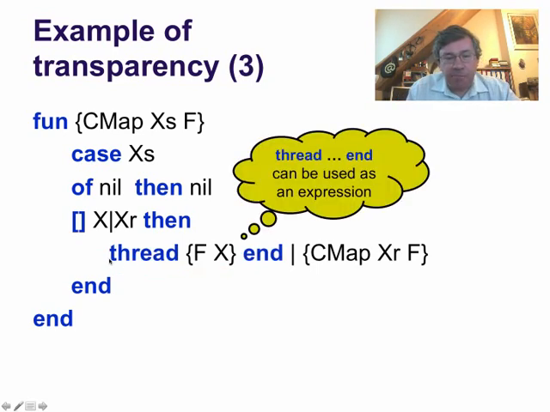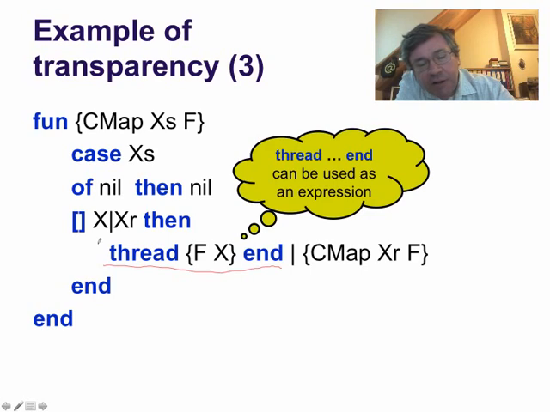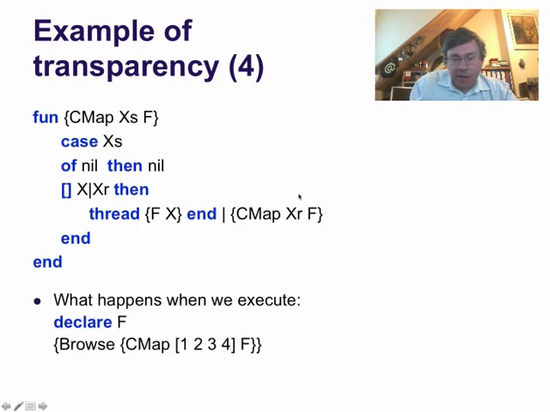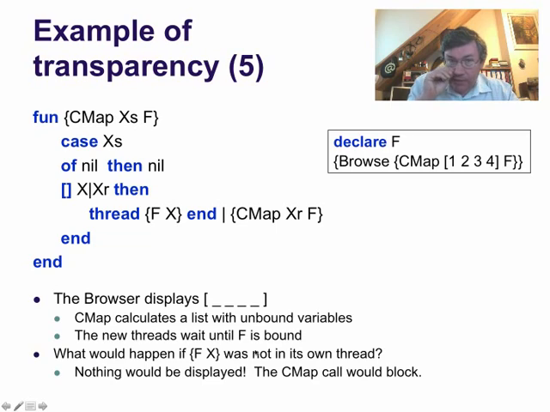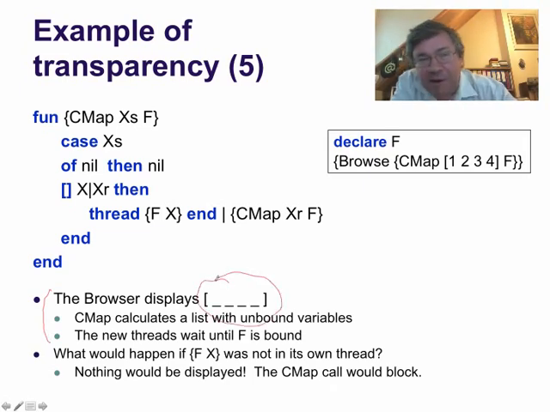So what's the effect of this? First of all, notice this is very easy to write because the thread end can be used as an expression. F of x is an expression. We can really put it anywhere we want. Now, let's execute this program. Let's call CMap with the arguments list 1, 2, 3, 4, and a function f which we don't know yet. What's going to happen when we execute this? Well, we will execute something, even though we don't know the result. The browser will display a list of 4 unbound variables.